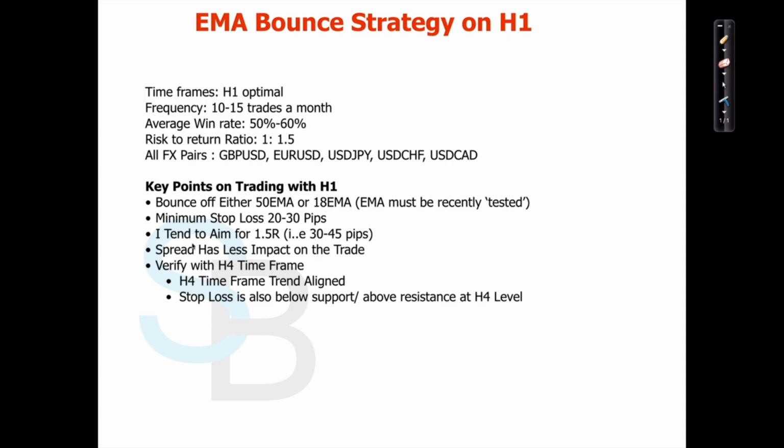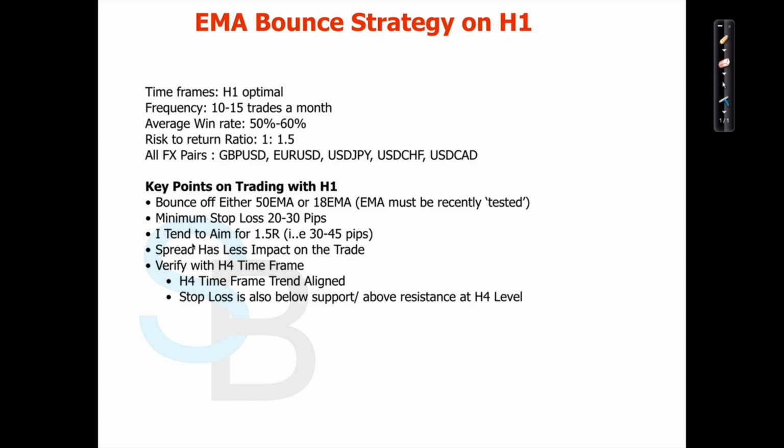Like I said, I tend to aim for 1.5 R, which means if my stop loss is 20 pips, I aim for a TP of 30 pips. If my stop loss is 30 pips, I aim for a profit target of 45 pips. So 1 is to 1.5. There are times my stop loss may even be 25 pips, so you just take 25 times 1.5, that's your take profit distance.